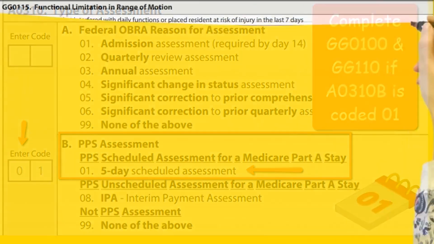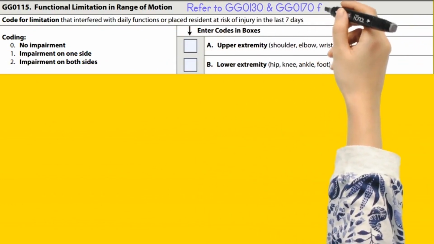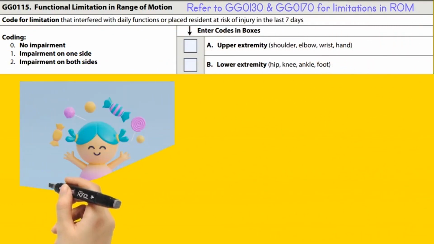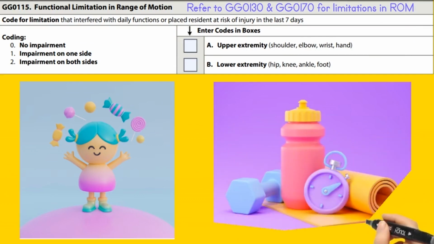scheduled assessment. The intent of item GG0115 located on page 18 of the Nursing Home Comprehensive Form is to determine if there are functional limitations in range of motion because it interferes with the residents' activities of daily living or places them at risk of injury. When completing this item, staff members should refer to items in Section GG0130 Self-Care and Section GG0170 Mobility to view the limitation in range of motion, taking into account activities the resident is able to perform.